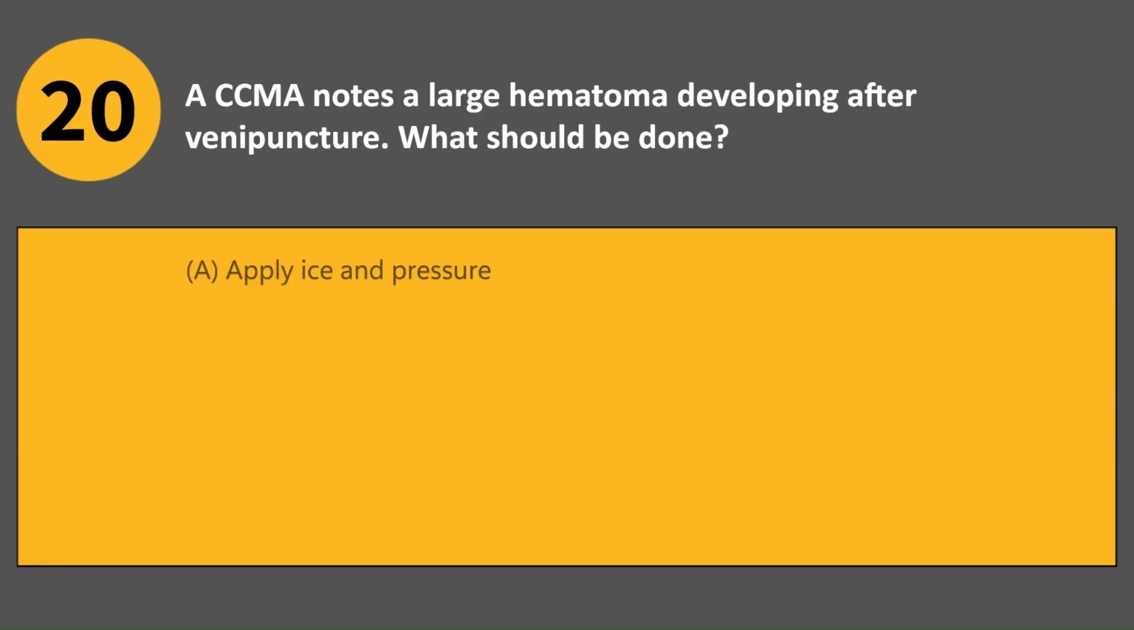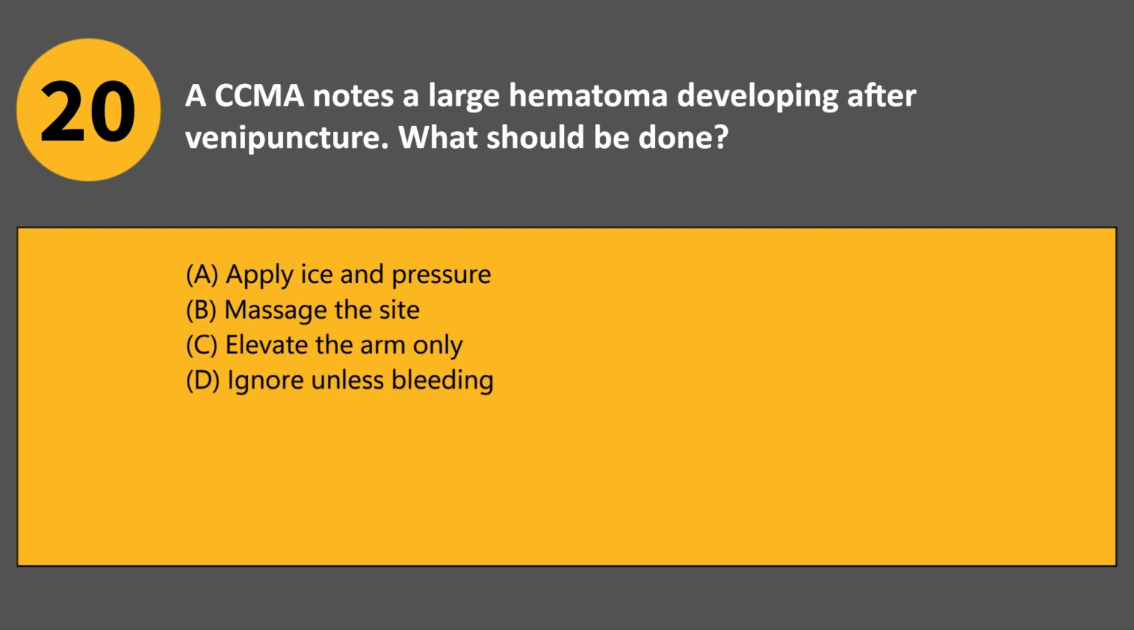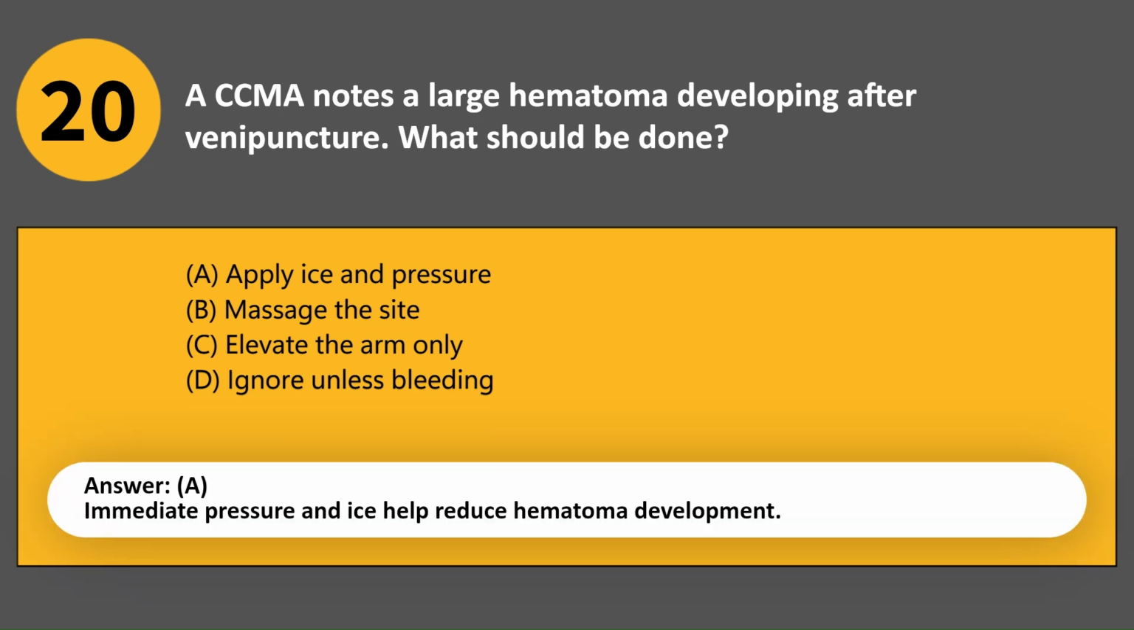A CCMA notes a large hematoma developing after venipuncture. What should be done? A. Apply ice and pressure. B. Massage the site. C. Elevate the arm only. D. Ignore unless bleeding. Answer, A. Immediate pressure and ice help reduce hematoma development.